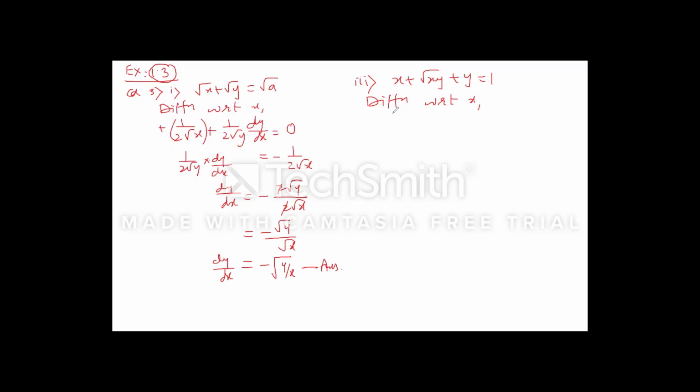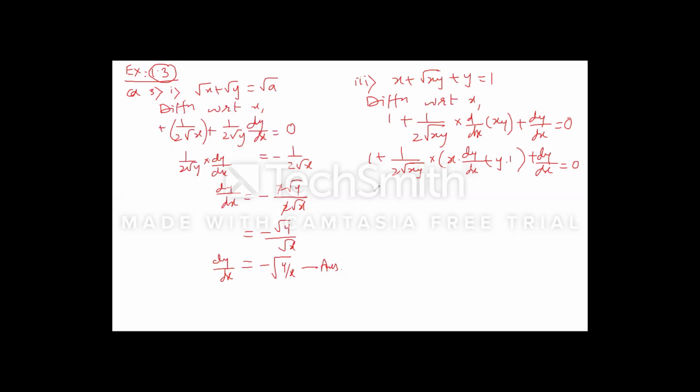The derivative of x is 1, plus root xy. What is the derivative of root xy? 1 upon 2 root xy into the derivative of xy, plus what is the derivative of y? dy by dx. What is the derivative of 1? That is 0. So let's write here: 1 plus 1 upon 2 root xy into the derivative of xy, which is x into the derivative of y, that is dy by dx, plus y into the derivative of x, that is 1, plus dy by dx equals 0.